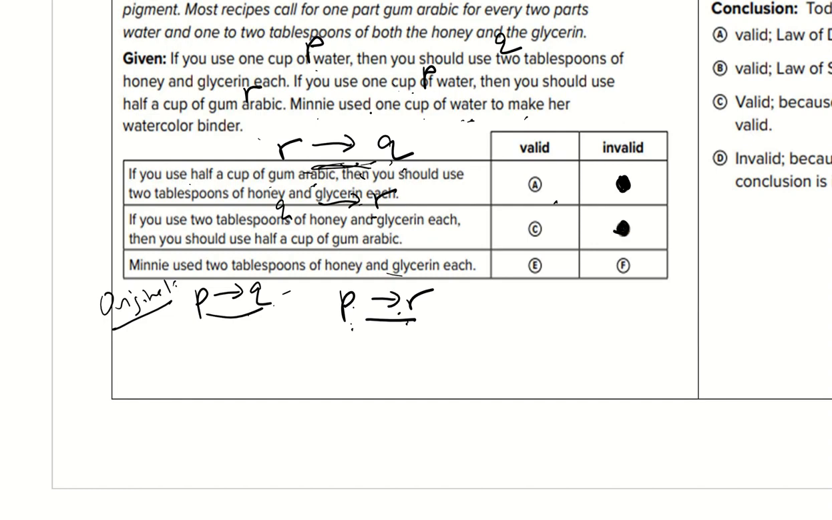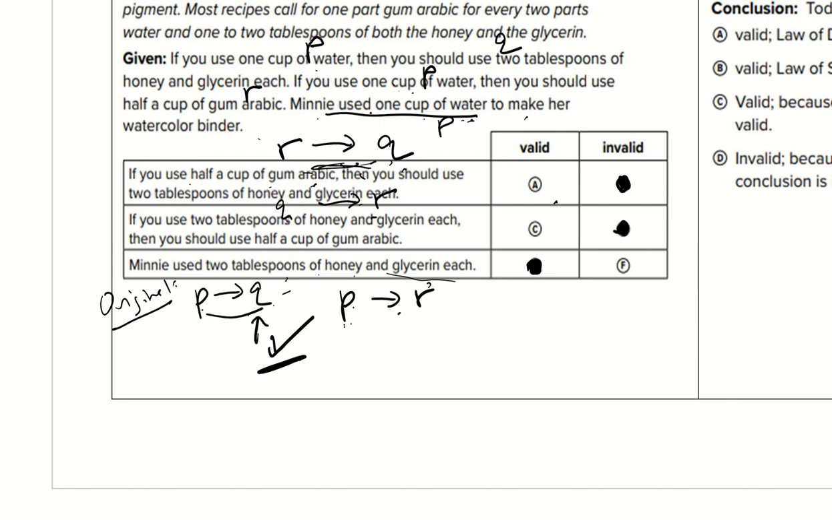Minnie used 2 tablespoons of honey and glycerin. Is that true or false? Well, it says that Minnie used 1 cup of water, so that's P. She did do that. So if she did do that, then she must do this and she must do that, right? Because she started with the 1 cup of water. And that implies Q, and that also implies R. So she has to do both. So she has to do the 2 tablespoons of honey, which in this case is Q. So if she did P, then she must do Q. So that is true.